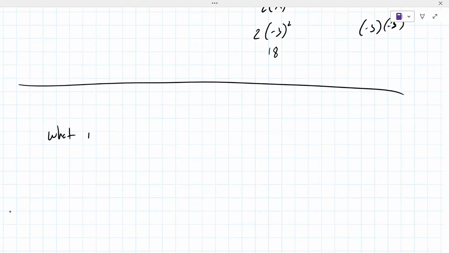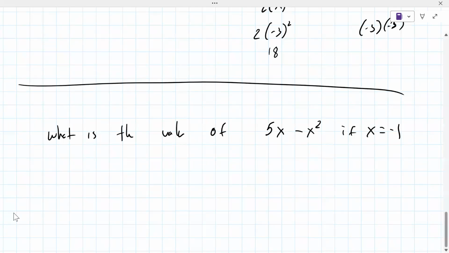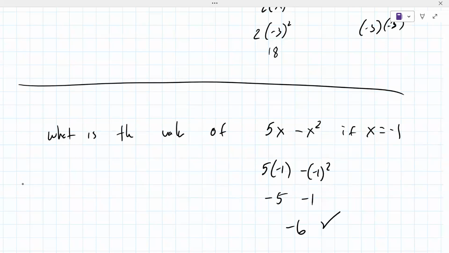All right. What is the value of 5x minus x squared if x equals negative one? Negative six. So we have 5 times negative 1 minus a minus 1 squared. Negative 5 minus 1 is negative 6. Good.